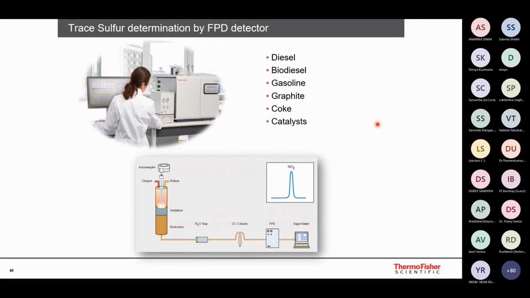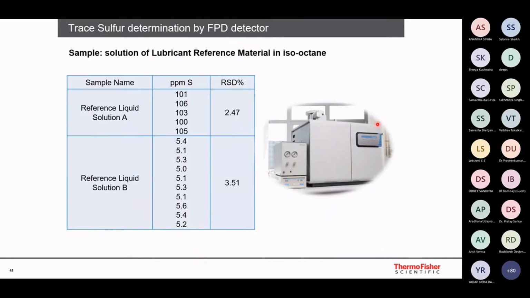So for the trace level analysis of sulfur, use the FPD, flame photometric detector. If you see a reference liquid solution, here you have to run it 5 times at 100 ppm, and we can see that reference liquid solution up to 5 ppm easily. Mostly for liquids you can easily go up to 5 ppm, no doubt. But for solids it goes slightly to a higher concentration level, up to 25 ppm you can easily detect.